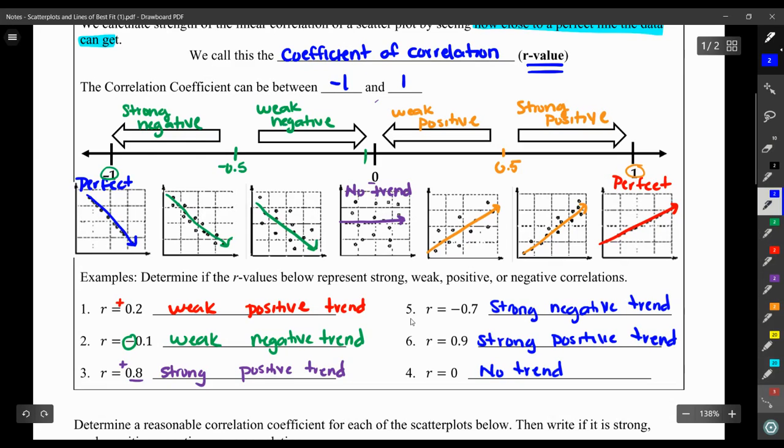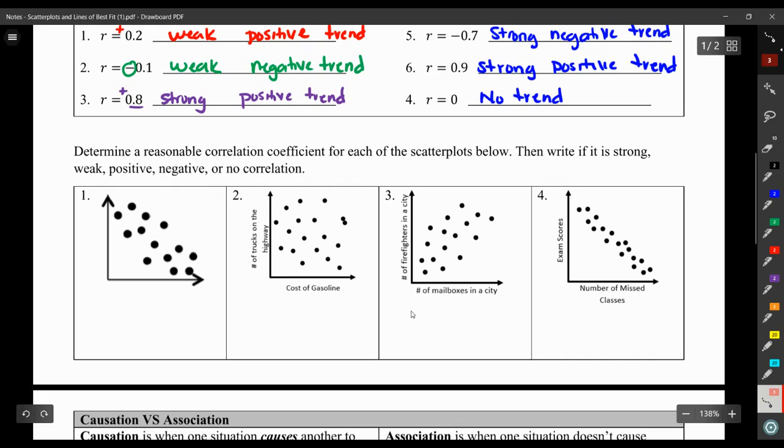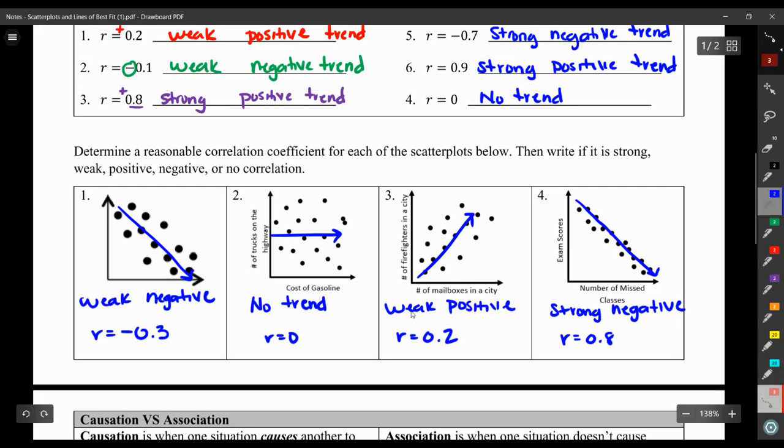And here's what you should have had for your answer. So pause the video, see if you can determine a reasonable R value, and then write if it's strong, weak, positive, negative, or no correlation based on the graphs. So here's what you maybe should have had. The R values can vary just a little bit.